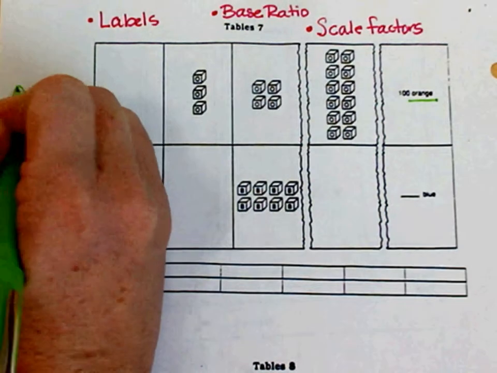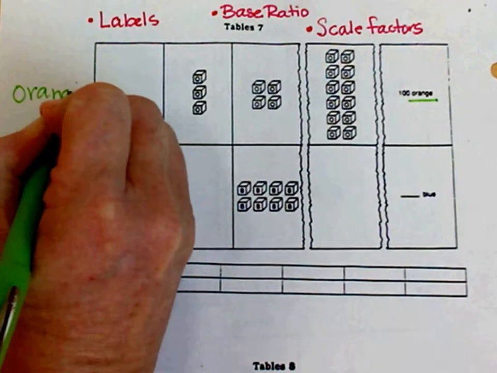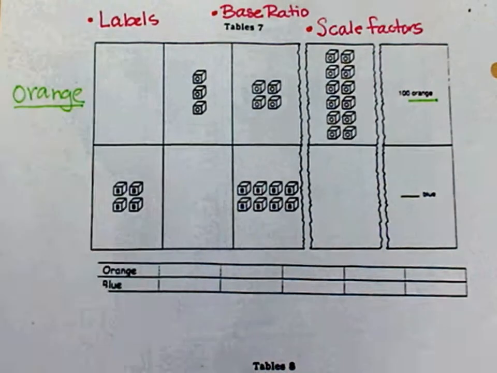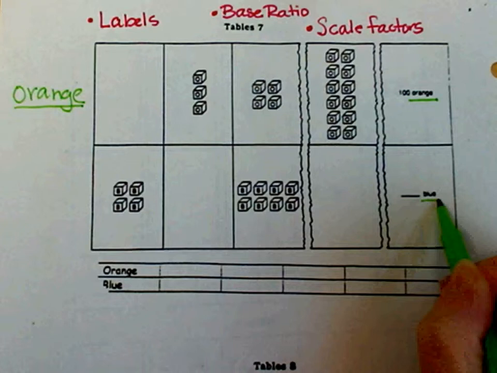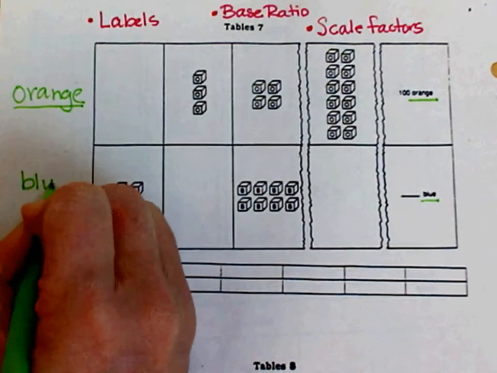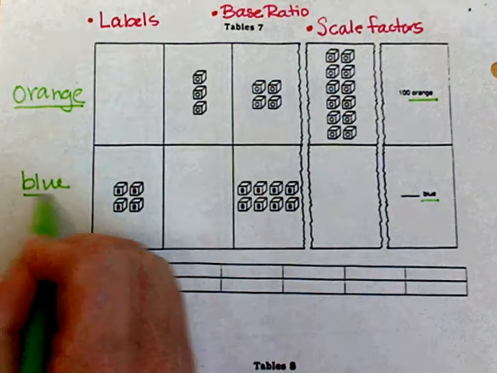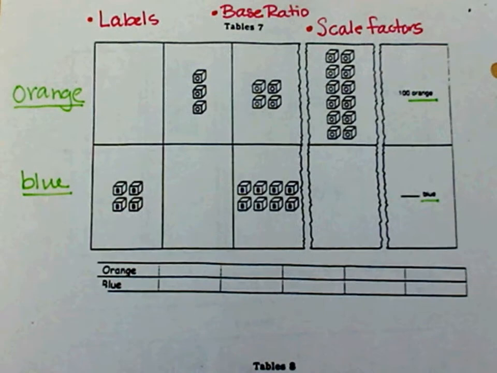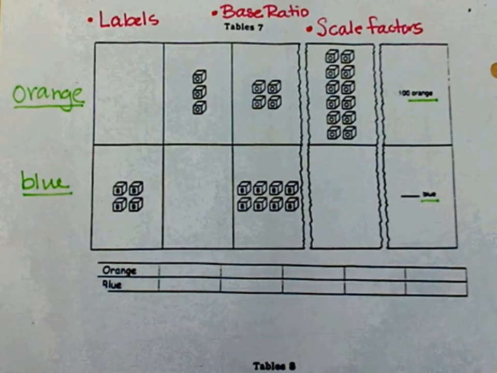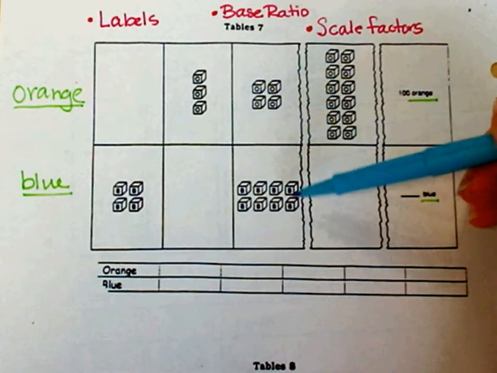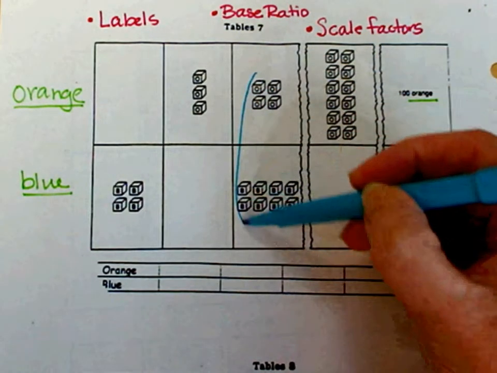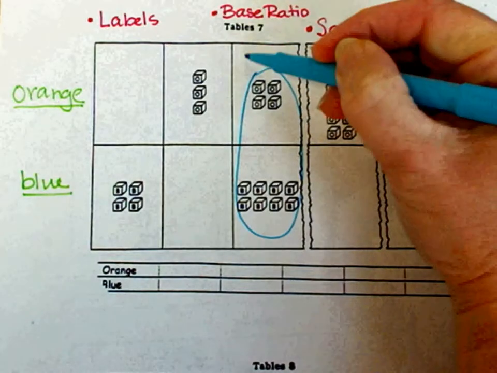So I want to come over here and label this top part of my table orange, and the bottom part of the table will be blue. So always label your tables. Now I want to look for the information that I know in the table. As soon as you identify some information on the top and the bottom, this is the information that you know.